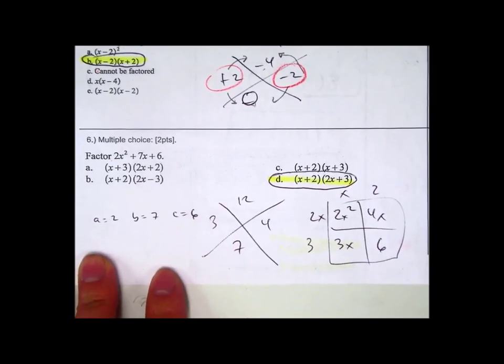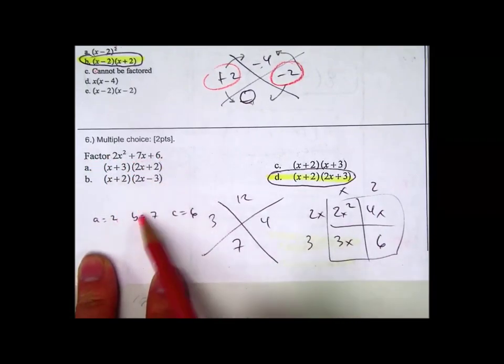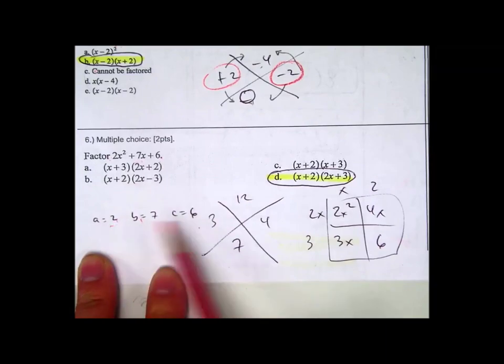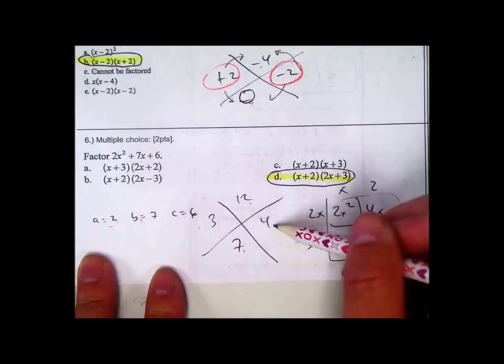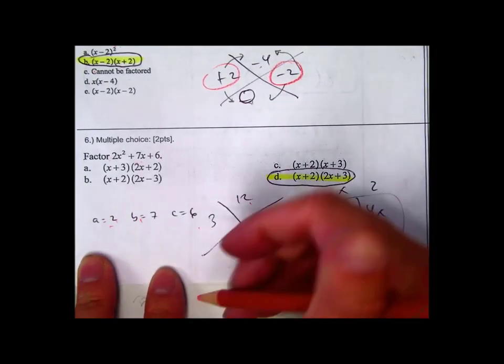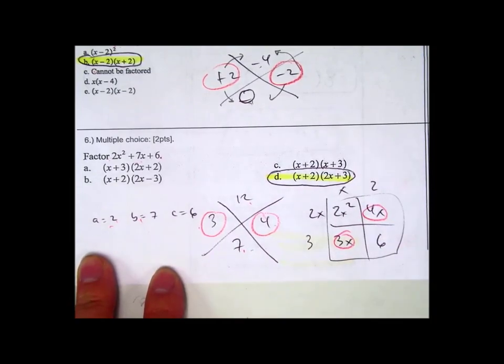Question C says factor 2x squared plus 7x plus 6. A value is 2, B is 7, C is 6. A times C is 12, B value is 7. Two numbers that multiply to be 12 are 3 and 4, and they also add to be 7. So you'll notice that 3 and 4 go in the bottom left and the top right.